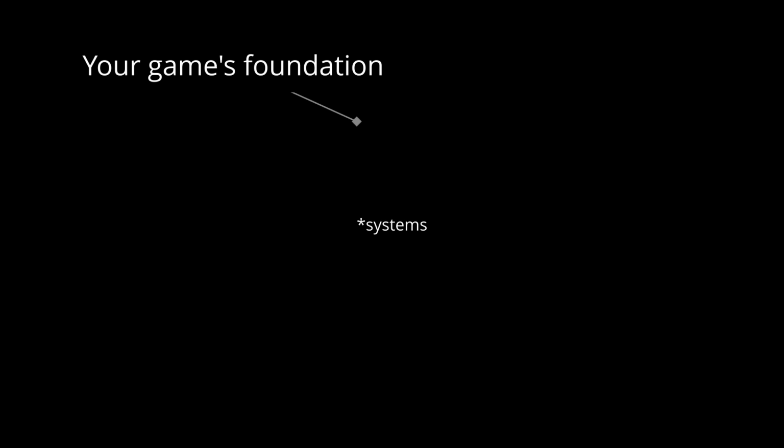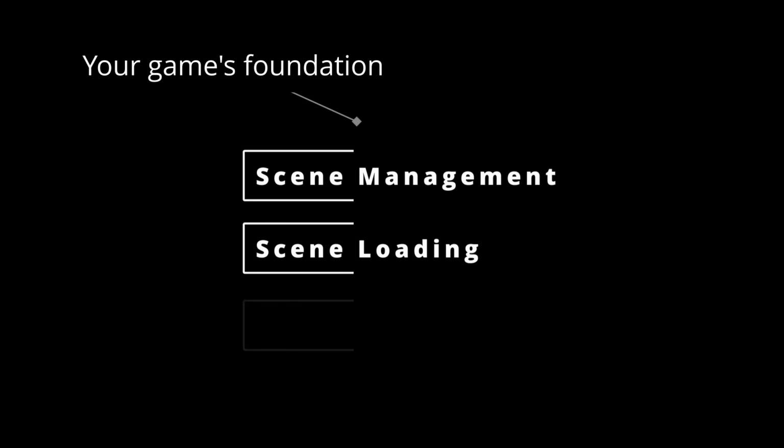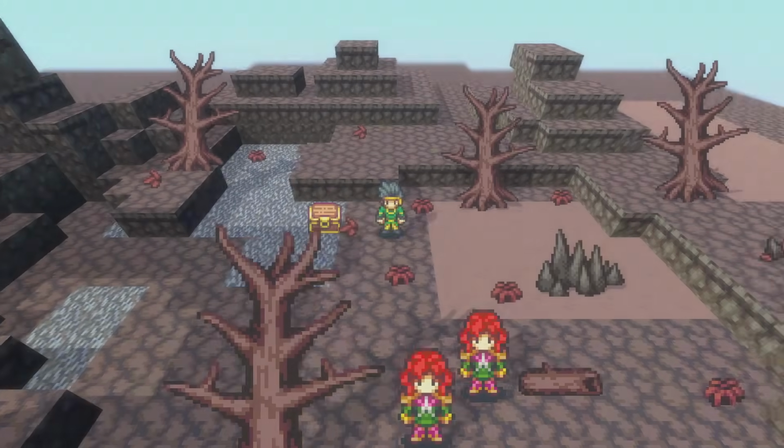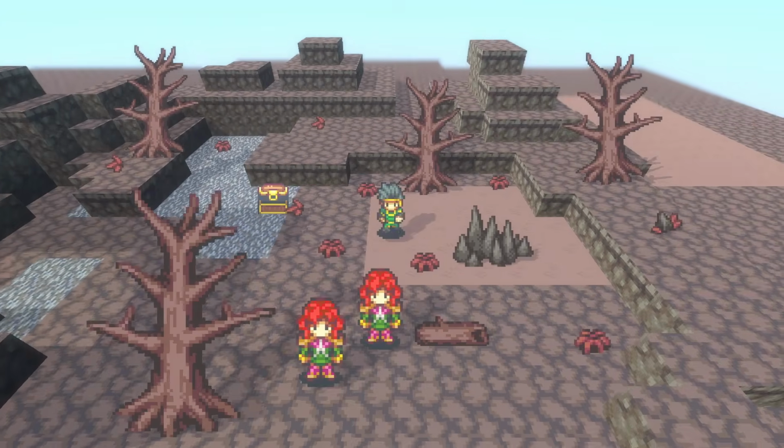There are three systems that I think every JRPG should have figured out as early as possible: scene management, scene loading, and saving. They're not flashy, nobody buys a game because it has good scene transitions, but if you don't set these systems up early, they will eventually become a nightmare to maintain.